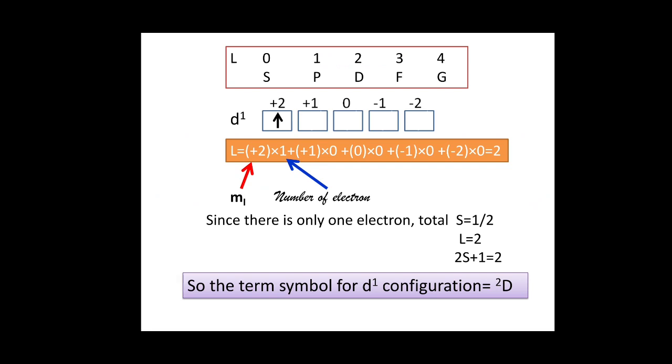Now how to determine S? Because there is only one electron and the spin value is half for that electron. Now I have L and now I have S. So 2S plus 1 is equal to 2. Thus the term symbol for d1 configuration is 2D. The L value here is 2, so I have given the symbol D for L equal to 2 and the multiplicity is 2. So the term symbol is 2D.